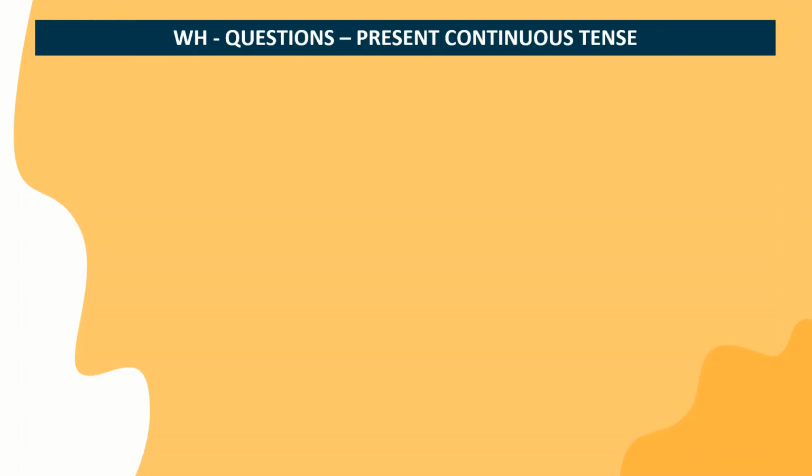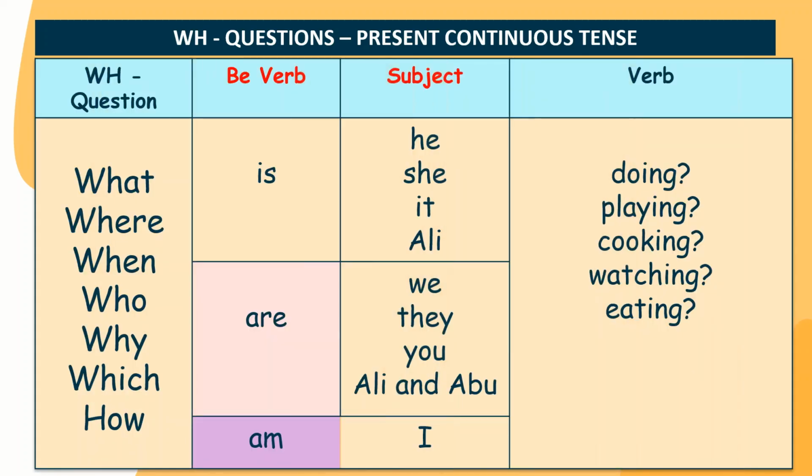WH questions. How do we ask WH questions in the present continuous tense? We have what, where, when, who, why, which and how. These are WH questions, followed by the be verb, subject and the verb. For example, what is he doing? What is she playing?